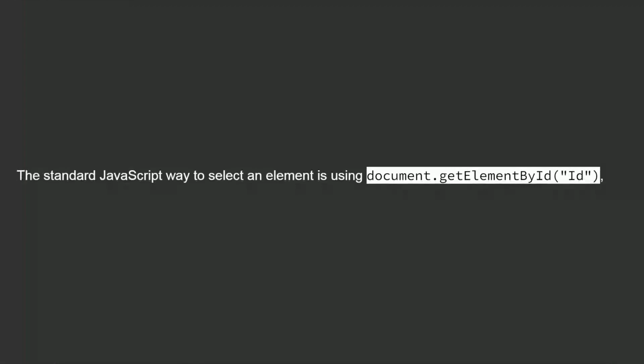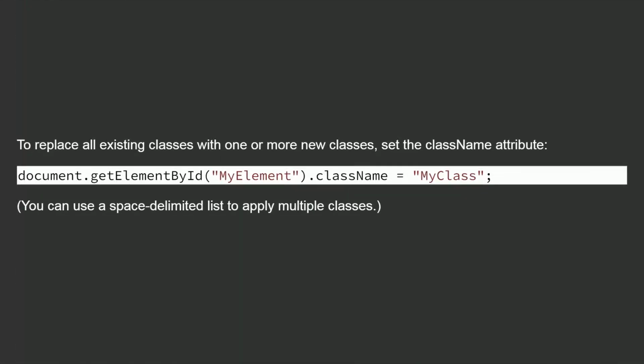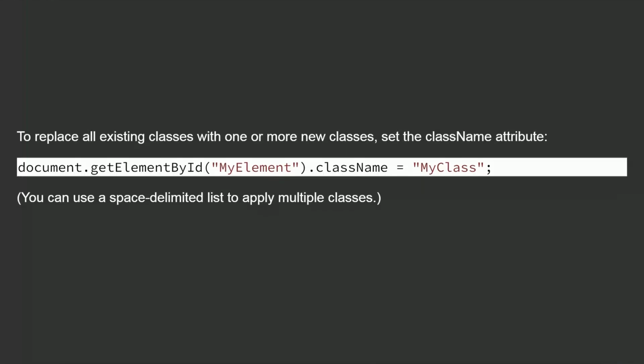The standard JavaScript way to select an element is using document.getElementById. To replace all existing classes with one or more new classes, set the className attribute. document.getElementById("myElement").className = "myClass". You can use a space delimited list to apply multiple classes.